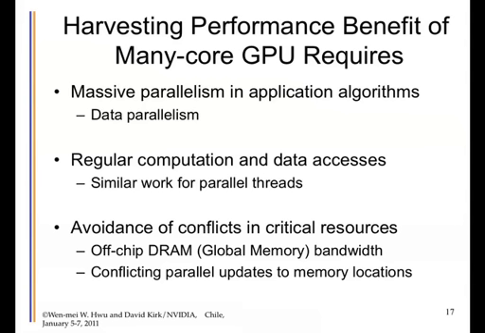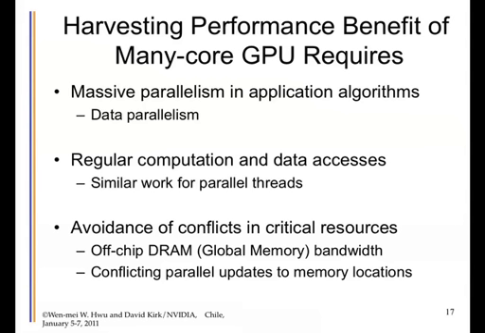And then you need to avoid conflicts in critical resources. There are two important things to keep in mind. One is off-chip DRAM bandwidth. The off-chip DRAM access is extremely, extremely expensive in terms of the bandwidth available. So if you want to have a very, very high calculation rate, you need to somehow reduce the number of times you go out to the DRAM. And I'm going to have several examples to help you visualize this for your own applications. And the second one is a little bit more subtle.